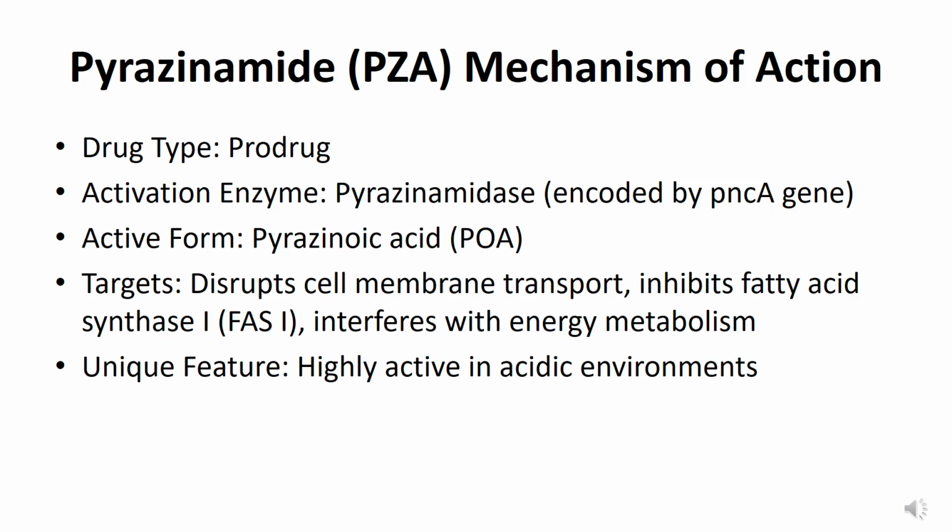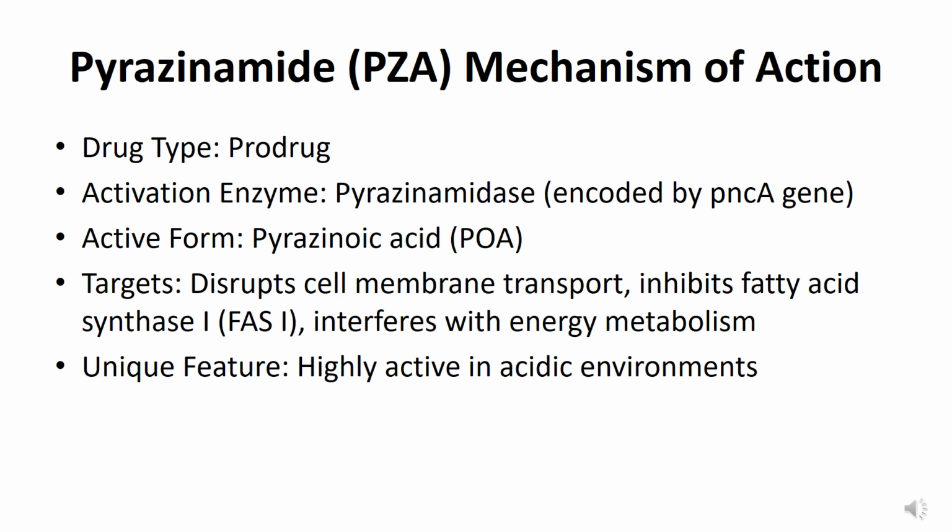The activation process depends on an enzyme called pyrazinamidase. This enzyme is produced by Mycobacterium tuberculosis and is encoded by the pncA gene. Once pyrazinamide enters the bacterial cell, pyrazinamidase converts it into its active metabolite, known as pyrazinoic acid, or POA. This activated compound is responsible for the drug's antibacterial effects.